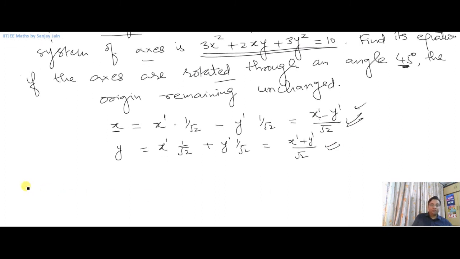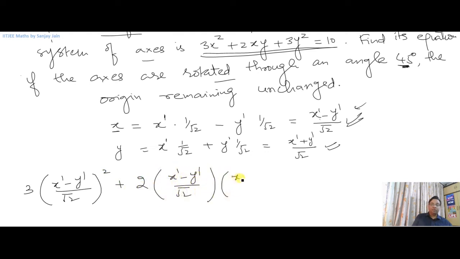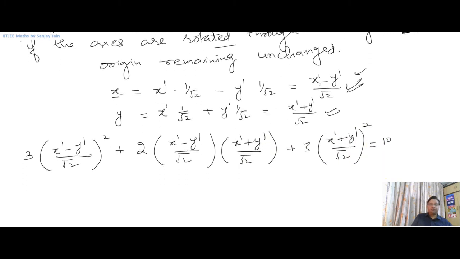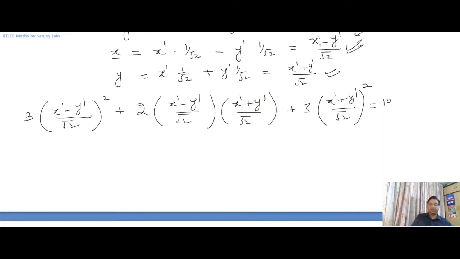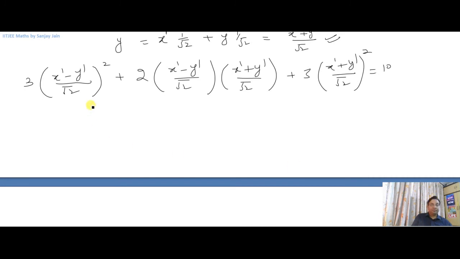So the new equation will be 3 times x dash minus y dash divided by root 2, squared, plus twice of x into y, so x dash minus y dash by root 2 into x dash plus y dash by root 2, plus 3y squared, that is x dash plus y dash divided by root 2 squared, and it is equal to 10. Now we just need to simplify this and we will have our answer in terms of new coordinates.